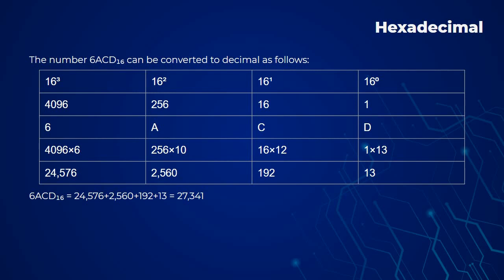So to now work that all out, I need to add those 4 numbers up. 24,576 plus 2,560 plus 192 plus 13. And that gives me 27,341.